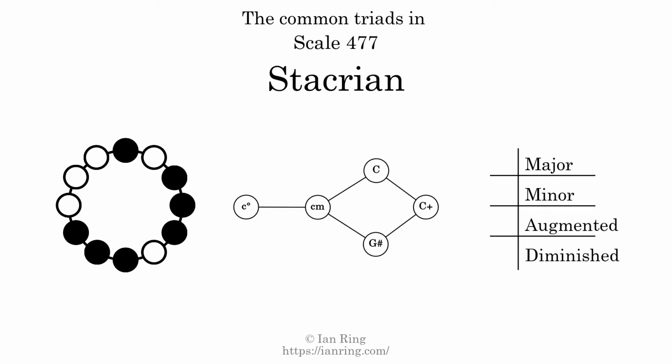The diagram in the center is a graph of parsimonious voice leading between triads. There are 2 major triads. There is 1 minor triad. There is 1 augmented triad. There is 1 diminished triad. Here is a Hamiltonian path of parsimonious voice leading that uses all the triads.